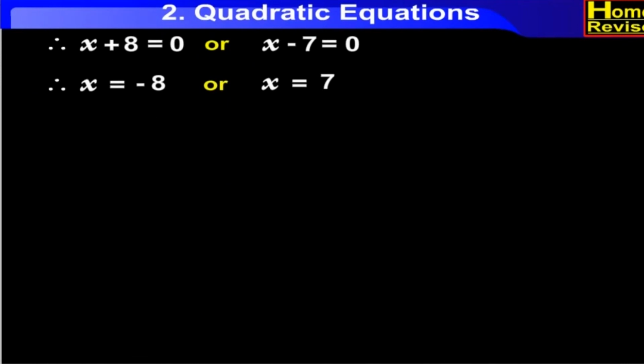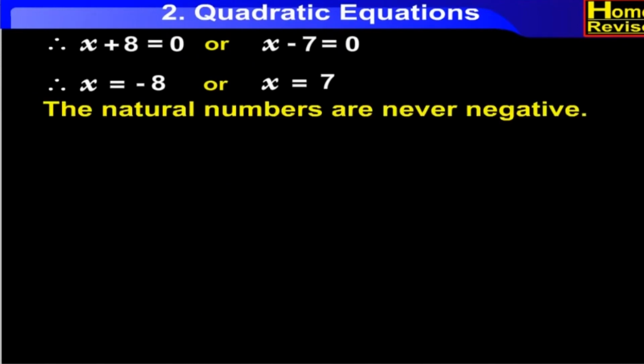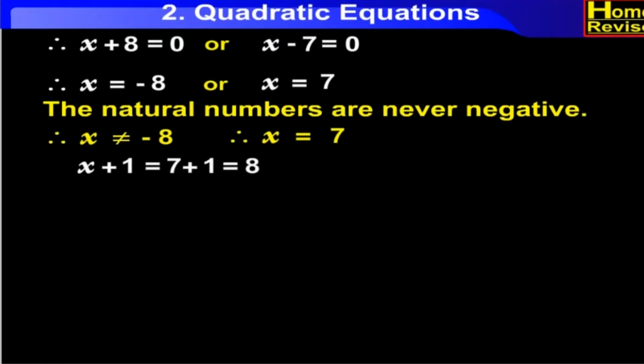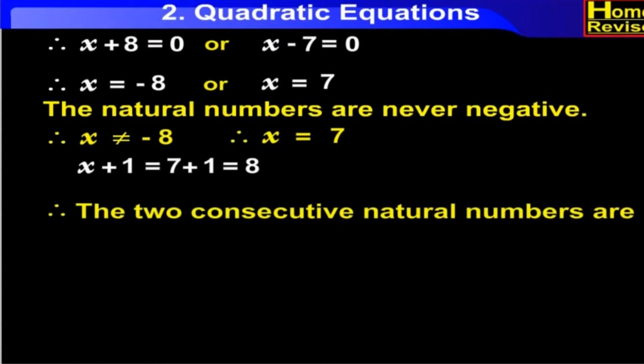But we know that natural numbers are never negative. So, x is not equal to minus 8. Therefore, x is equal to 7. And x plus 1 is equal to 7 plus 1 is equal to 8. Therefore, the two consecutive natural numbers are 7 and 8.